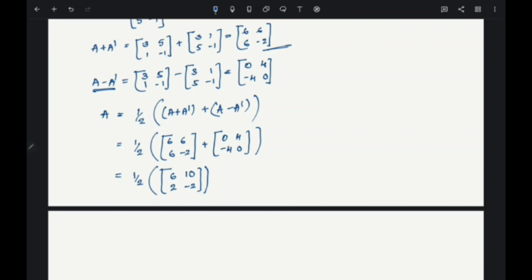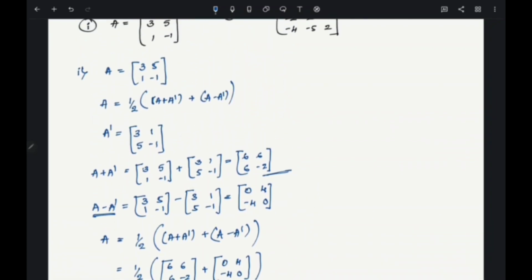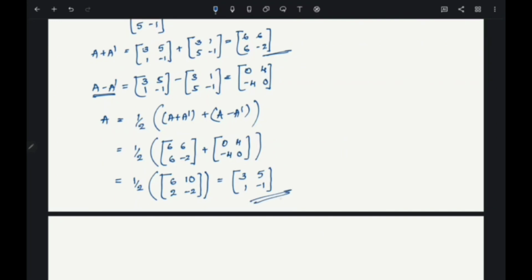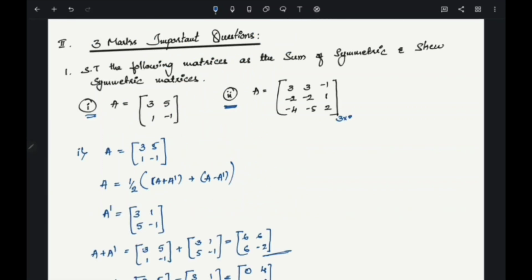Now divide each element by 2, as we are multiplying by the scalar 1 by 2 to this matrix. 6 by 2 you will get as 3, and 10 by 2 is 5, 2 by 2 is 1, minus 2 by 2 is minus 1. So I think you have got the original matrix A, that is 3, 5, 1, minus 1. So this satisfied the condition of sum of symmetric and skew symmetric matrices. We have learned the sum of the symmetric and skew symmetric matrices for the matrix of order 2 cross 2. Now let's learn in the second sum a matrix of order 3 cross 3.